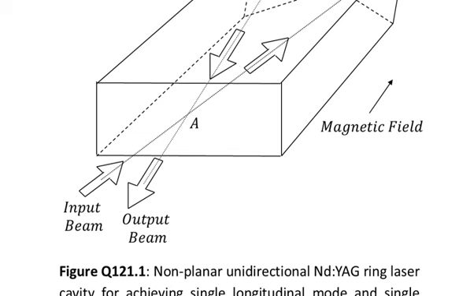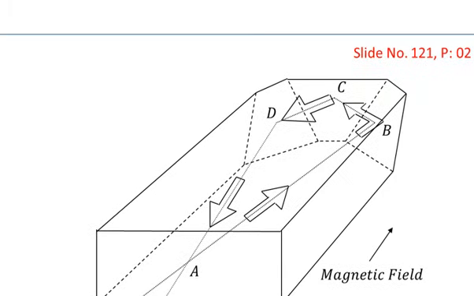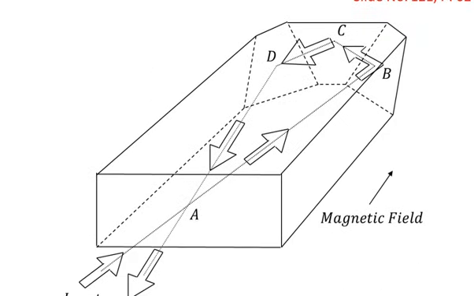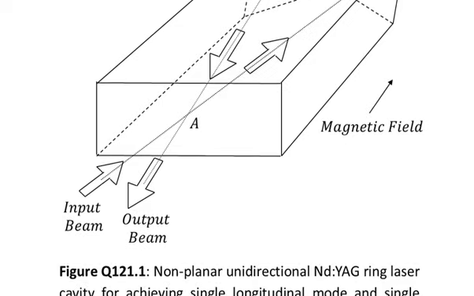The path you see is shown over here. From the input beam, the path is shown towards B, towards C, towards D, and back to A, and then of course an exit beam is formed.